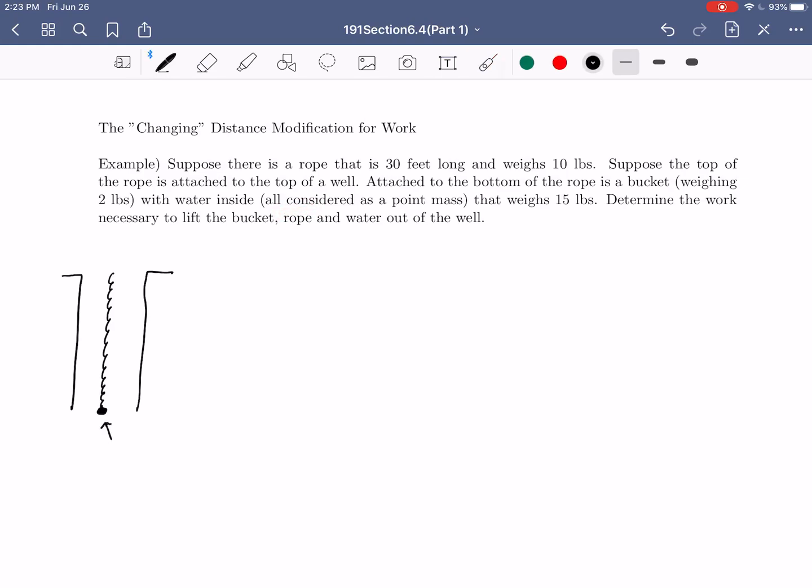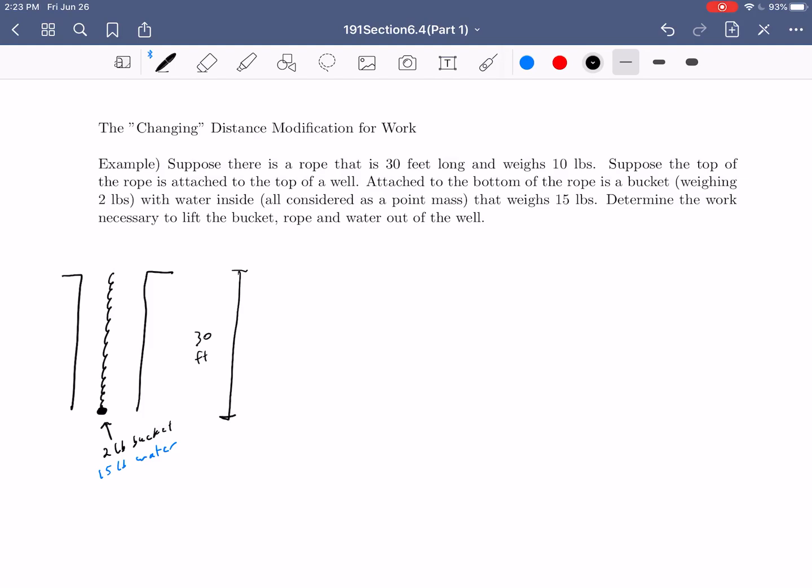So down here, we've got the 2-pound bucket, and just for ease, we can use a little bit of color. And we also know we have 15 pounds of water. All of that is being treated as a single point mass down here. We could just call it 17 pounds if we wanted to, but I want to try to keep things in as many pieces as possible, so the pieces are as simple as possible. And we know that this distance overall from here to here is 30 feet.